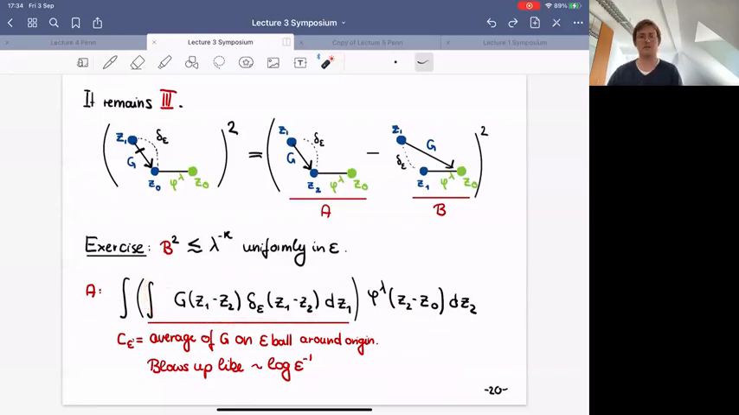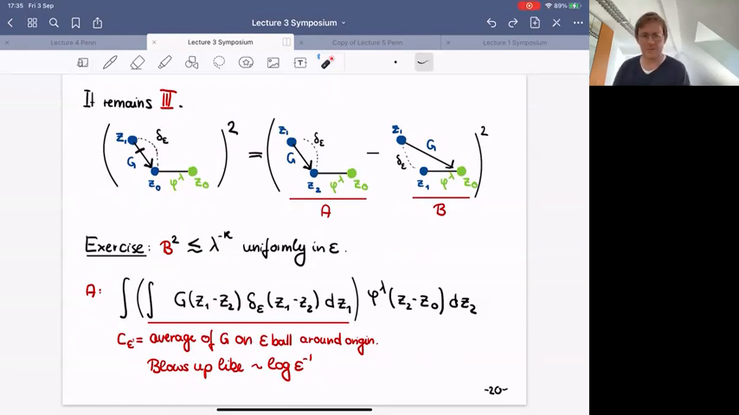And what is this constant? This constant is the average of a Green's function over an epsilon ball around the origin. And that's really bad news, because the average, of course, blows up. It blows up like log epsilon, right?